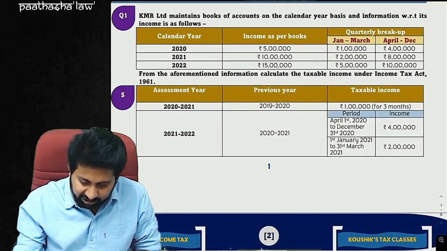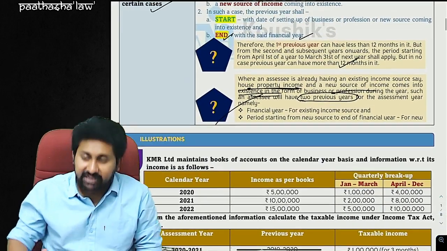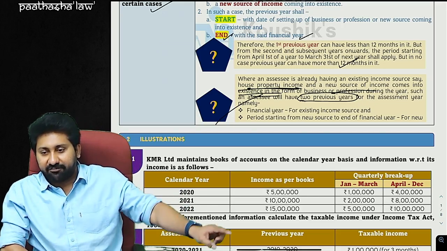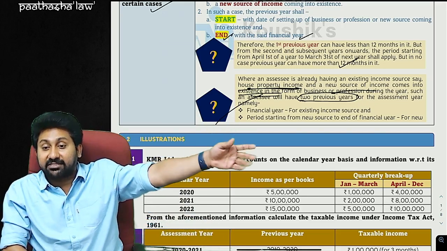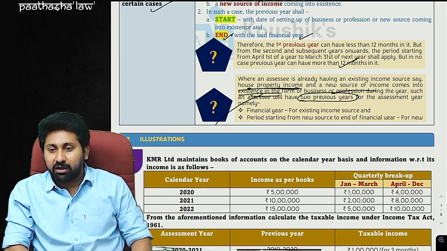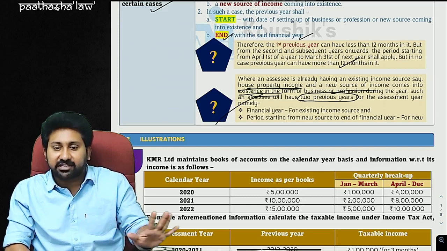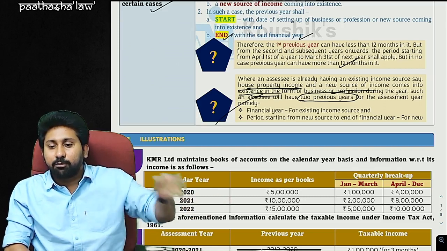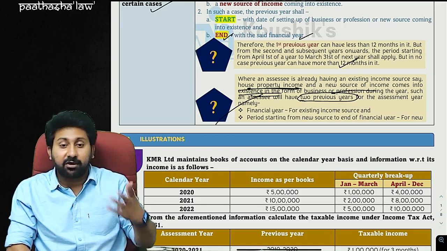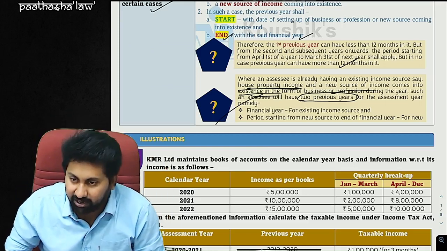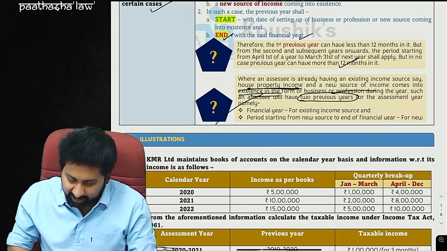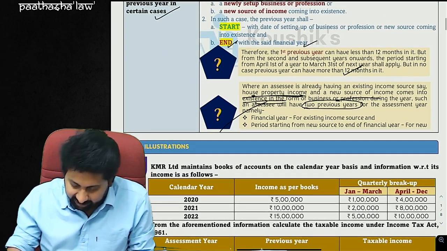So my question is very simple now. As per the books, income is different. As per the income tax, assessed income will be different, because I will assess the income on a financial year, previous year basis, but books are prepared on a calendar year basis. Now how to deal with this has become an important question. Let us try to understand clearly in detail.